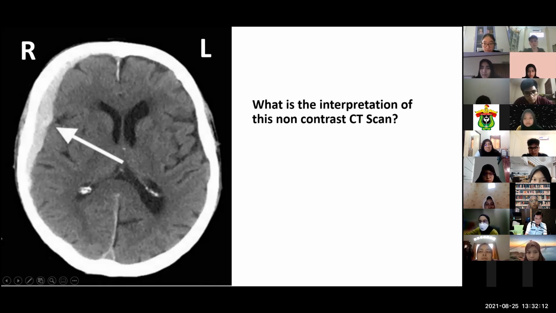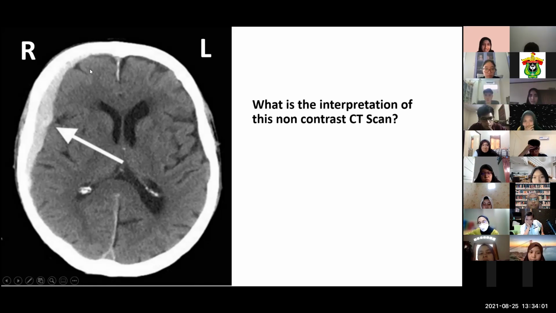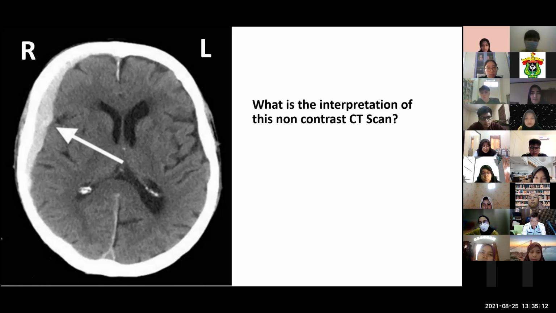Now, I want to ask Rizka, Amalia, what is your interpretation of this non-contrast CT scan? What can you see? Before you conclude that it's a hematoma, that is a conclusion. But what can you see from this CT scan before you conclude that it's a hematoma? So you mentioned it before. What's the shape like? A crescent moon. Okay, a crescent moon shape. That's correct. And on what part of the brain? Are you well aware of the regions of the brain? On the right frontal temporal region of.